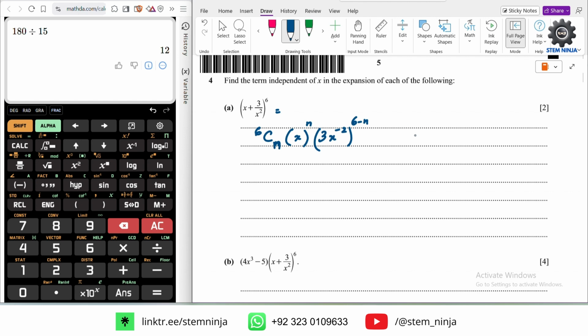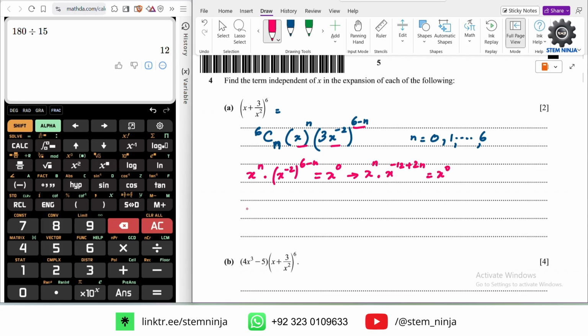Okay, where n goes from 0, 1 up till 6. So the powers of x, basically we need to figure out where they become 0. So powers: x^n times (x minus 2)^(6 minus n) becomes x raised to power 0. Simplify further, this is x raised to power n times x raised to power minus 12 plus 2n equals x raised to power 0.